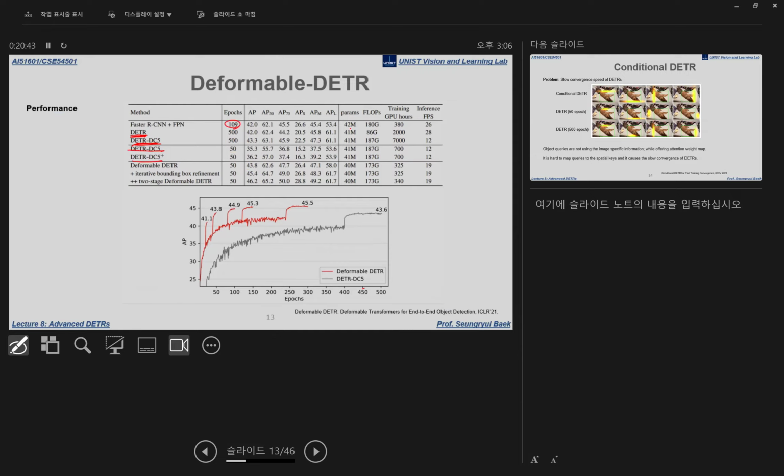And compared to the Faster R-CNN that takes 109 epochs to converge, DETR still takes 5 times more epochs to converge, but Deformable DETR has half the number of epochs to converge and also produces better accuracy compared to the Faster R-CNN.